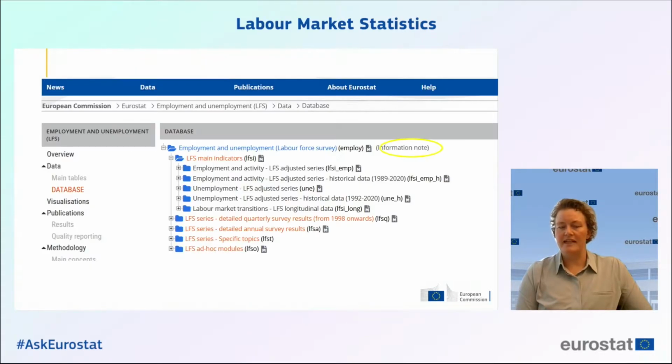In the next slide, you see how this looks on our website. You have the LFS main indicators folder open, so you see the current data and the historical data folders, and below the detailed quarterly and annual survey results, just so you know where to find what. All this information, because it was quite quick now, is also contained in our information note. You can find it right next to the main folder. It's marked in yellow here in this slide. So this is a summary and repetition of the info I just gave.